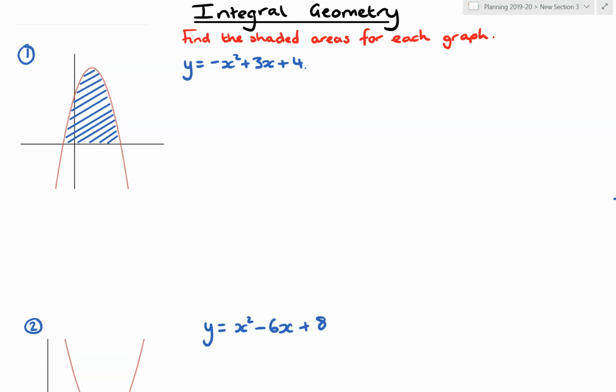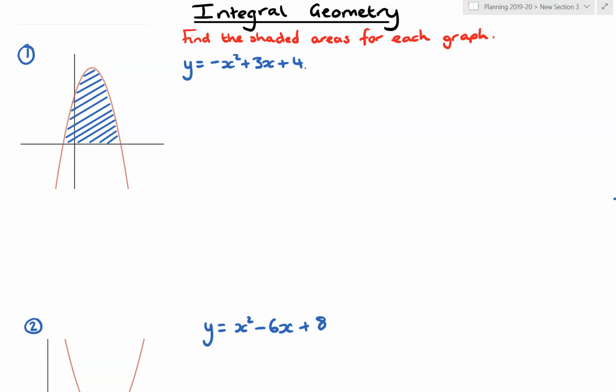Today we are going to do some integral geometry, which is just a fancy way of saying that it's made up of shapes that are formed by integrals. As you see in red, all we're going to do is find the area of the shaded bits of each graph, and I've got 3 for you to have a look at.